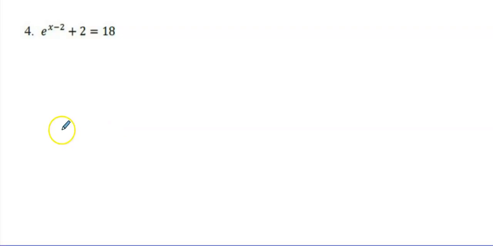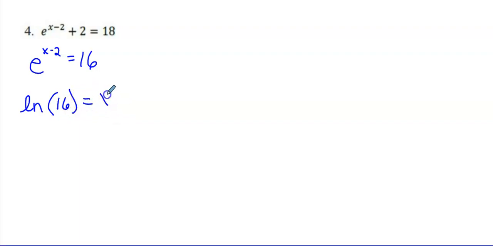When we talk about the number e, we use what we call a natural log. This on your calculator is the ln key. So let's subtract 2 first. So we have e to the x minus 2 equals 16. This is basically log base e, but instead of entering log base e, we enter ln, which is natural log. So we would say ln, and then in our parentheses, we would put 16 equals x minus 2.